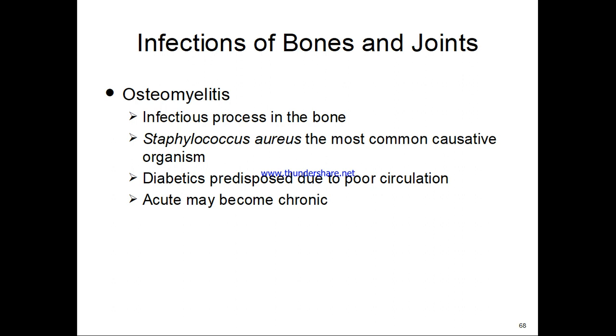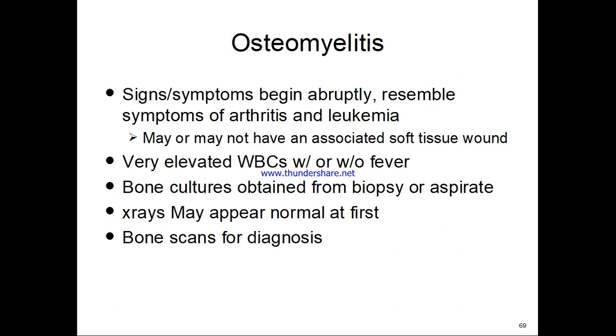So we're going to talk about some infections. Osteomyelitis is an infectious process in the bone. Staph is the most common causative agent. Diabetics are predisposed due to their poor circulation. And then acute osteomyelitis can become chronic.